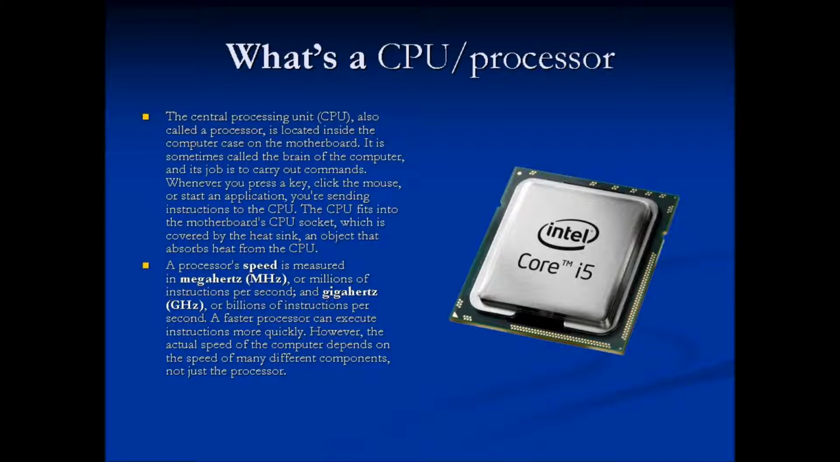The CPU fits into the motherboard's CPU socket, which is covered by the heatsink, an object that absorbs heat from the CPU. A processor's speed is measured in megahertz, or millions of instructions per second, and gigahertz, GHz, or billions of instructions per second. A faster processor can execute instructions more quickly. However, the actual speed of the computer depends on the speed of many different components, not just the processor.